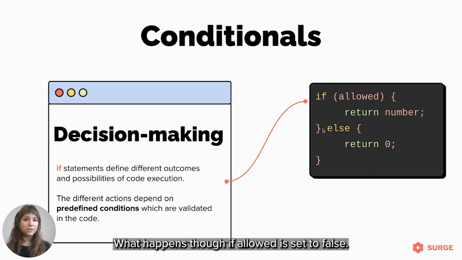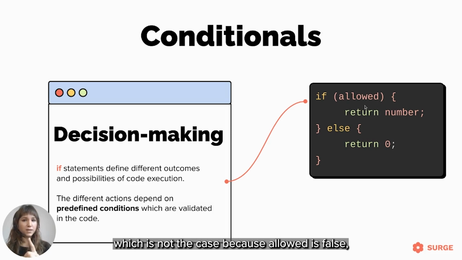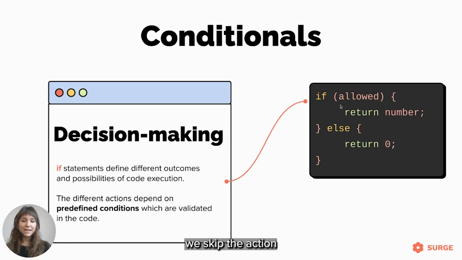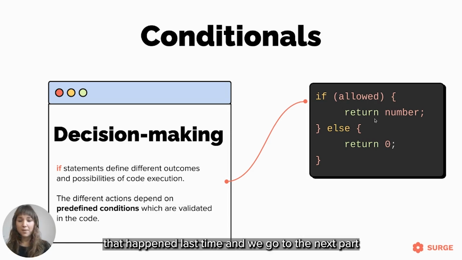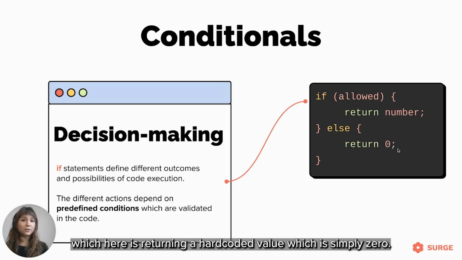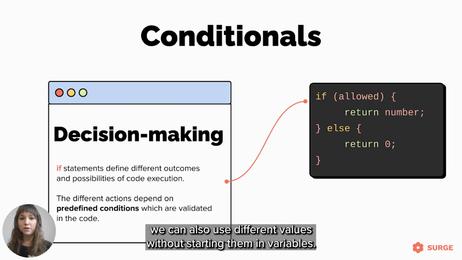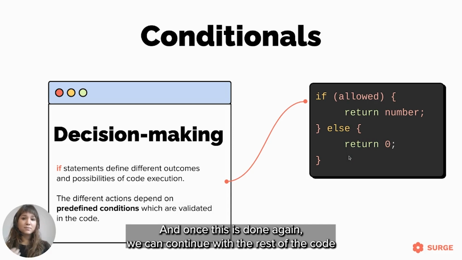What happens though if allowed is set to false? Let's start from the top and have a look. So if this is true, which is not the case because allowed is false, we skip the action that happened last time and we go to the next part of the conditional statement, which is else. So if allowed is not true, execute this line of code, which here is returning a hard-coded value, which is simply 0. So as you can see, we can also use different values without storing them in variables. And once this is done, again, we can continue with the rest of the code that is written in the smart contract.